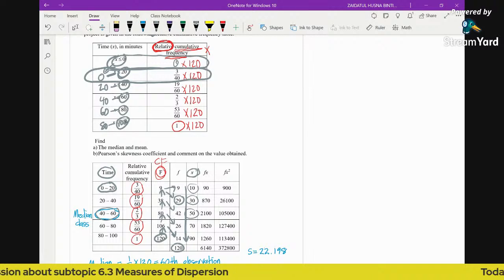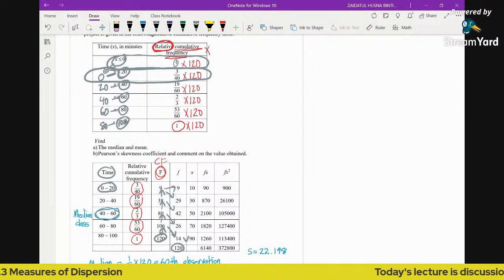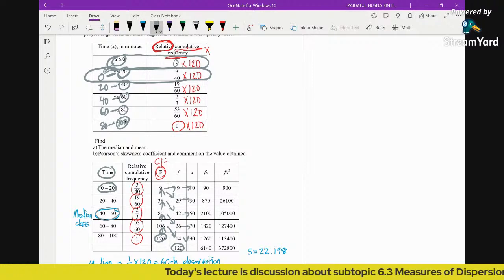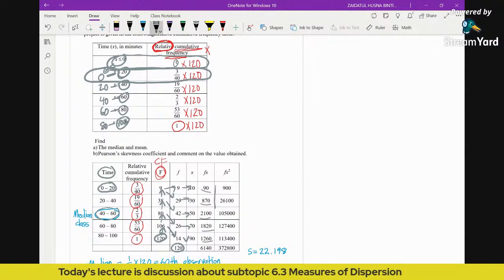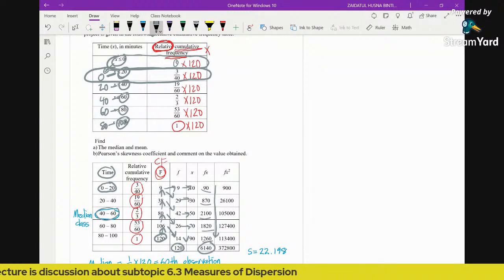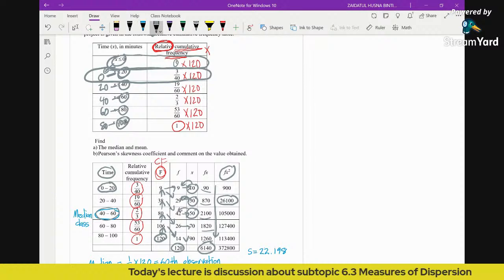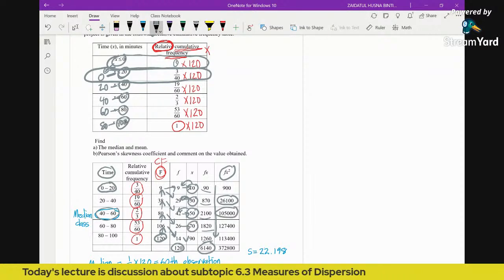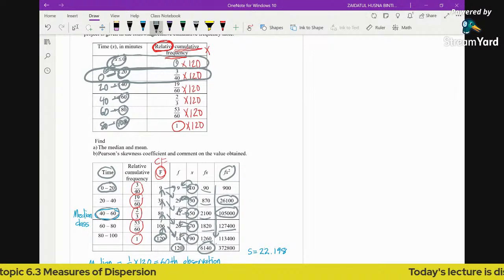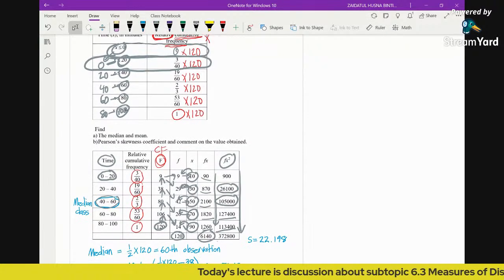And then finding the fx. You have got your f, you have got your x, then you just multiply and you will get these values. Then you find the sum, and you will get this. Again, fx squared is about squaring the x first, then multiplying by f. Squaring 30 multiplied by 29, you will get this. Squaring 50 multiplied by 42 will give you this. Squaring 70 multiplied by 26 will give you this. And squaring 90 multiplied by 14 will give you this value. Then you find the sum of all of this, and you will get this answer.